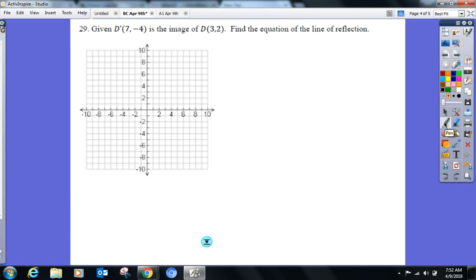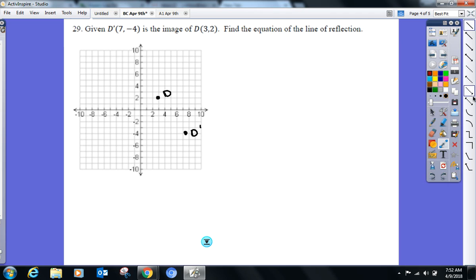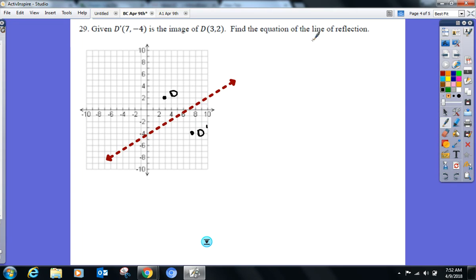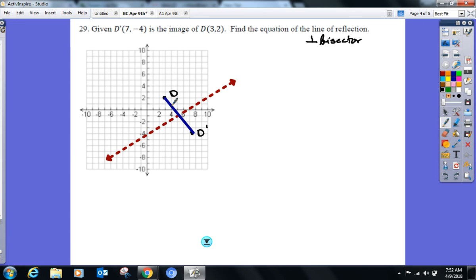Just so you can visualize it, 3, 2, there's point D. 7, -4, there's point D prime. Where's that line of reflection? Just to get a visual, I know it's going to look something like that. What is that acting as, though? What's this another name for? We're not only finding the equation for the line of reflection, but also the equation of the perpendicular bisector. Because remember, if I connect D and D prime, the line of reflection bisects it and is perpendicular to it. So this is just another way of saying, what's the perpendicular bisector.